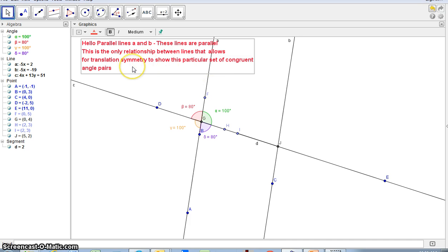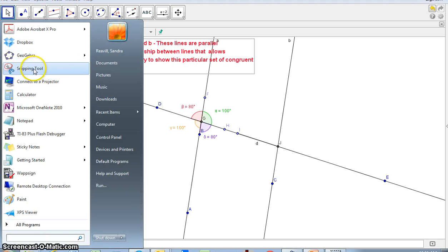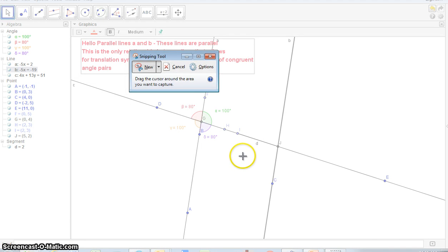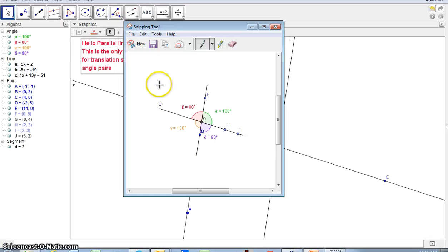So take a look at this text box. We have parallel lines A and B. These lines are parallel. I created them with the parallel line tool. This is the only relationship between lines that allows for translation symmetry to show this particular set of congruent angle pairs. So let's use the snipping tool to take a screenshot of this group right here.